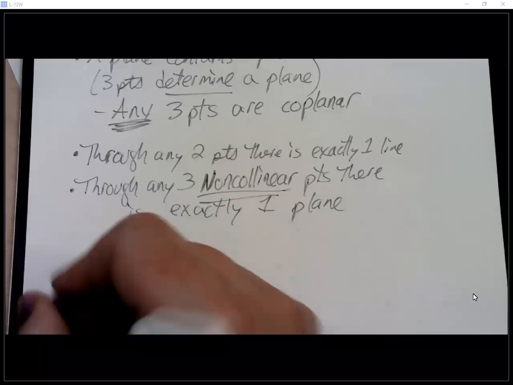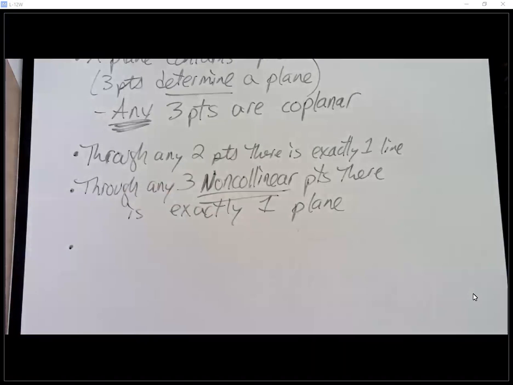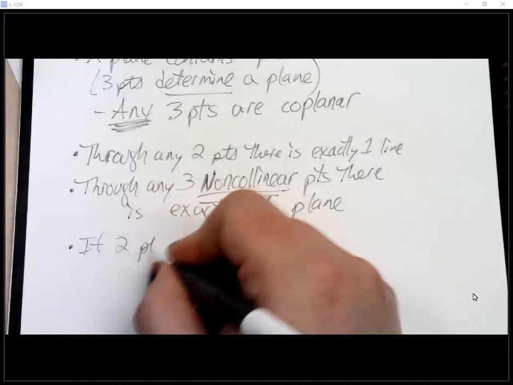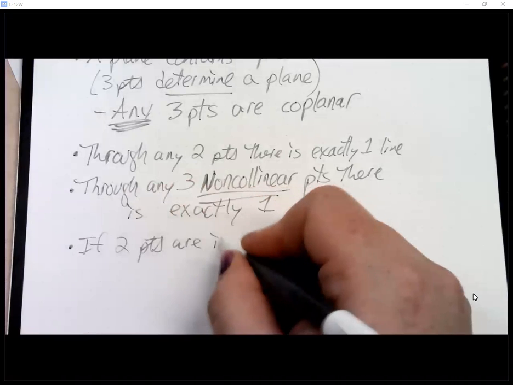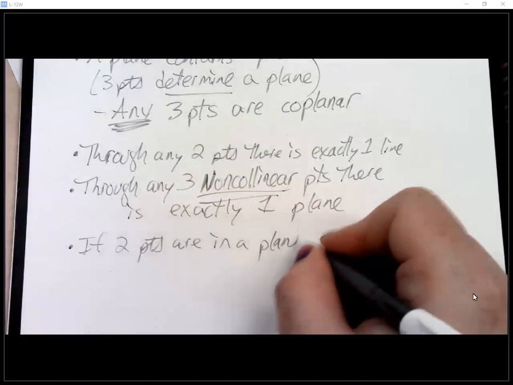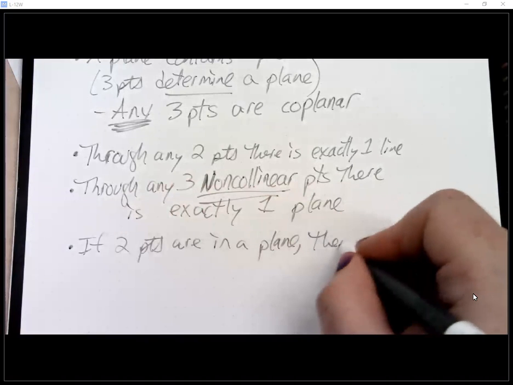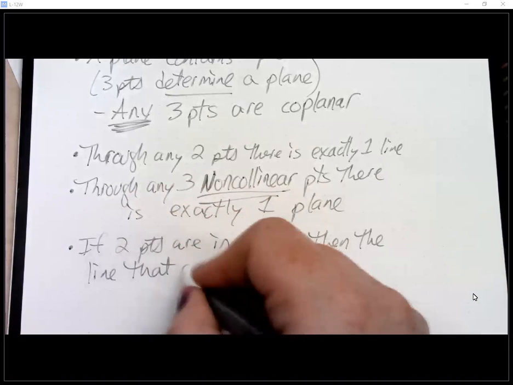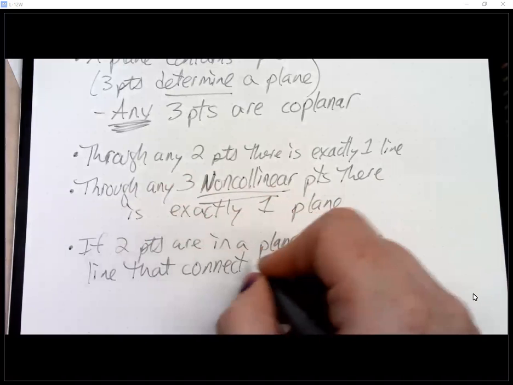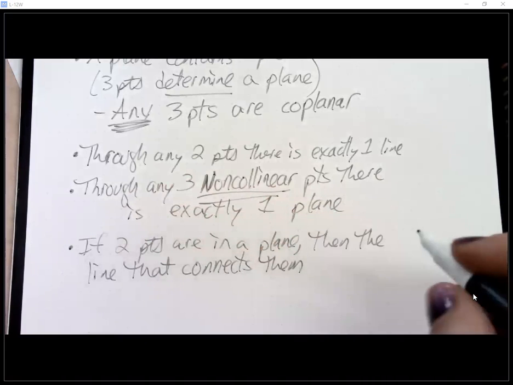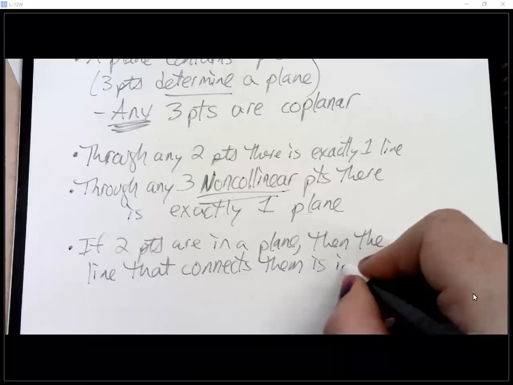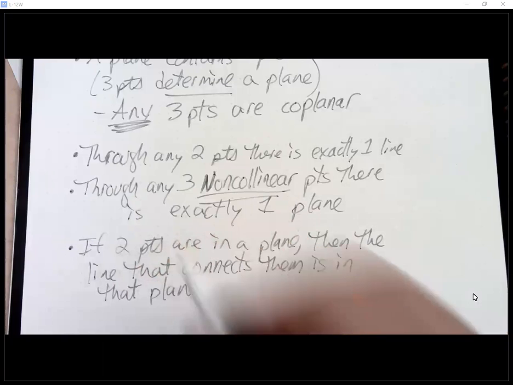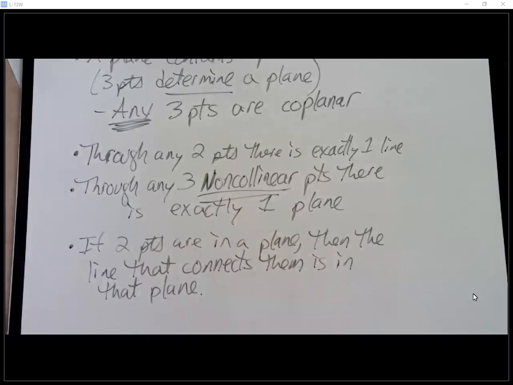Okay, so next up we have if 2 points are in a plane, then the line that connects them is in that plane. This, I'm going to try and trick you in a few minutes. And if you remember this, maybe you won't get tricked.